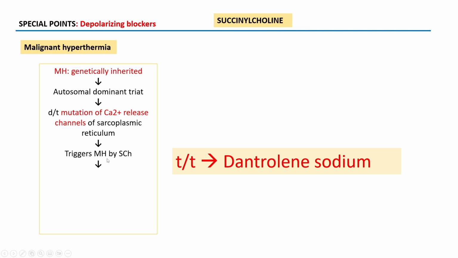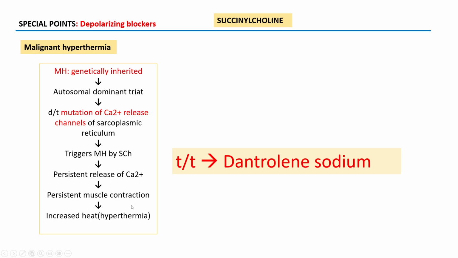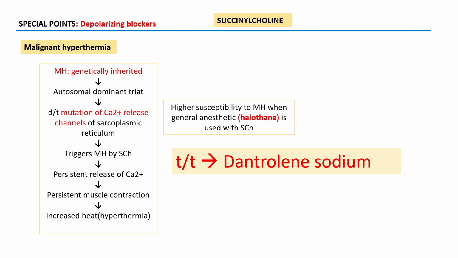So in such individuals, what will happen is there is a persistent release of calcium, and this calcium released is going to cause persistent muscle contraction, subsequently leading to increased heat and hyperthermia. That's why the term is called malignant hyperthermia. And there is a higher susceptibility to malignant hyperthermia when it is given along with general anesthetic agents, like halothane used along with succinylcholine.